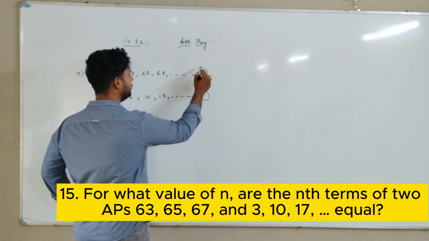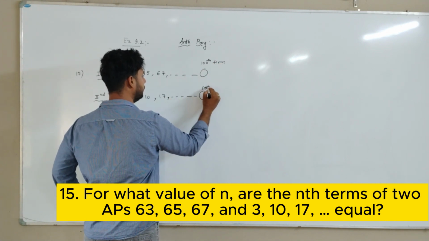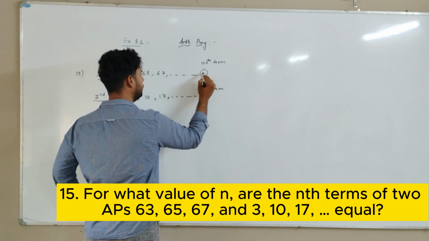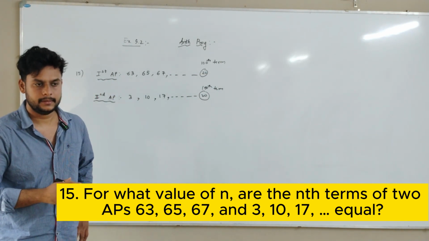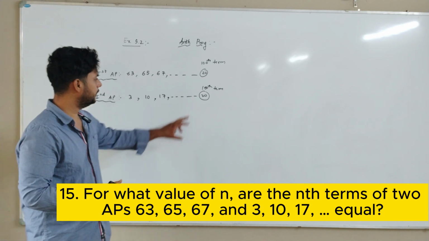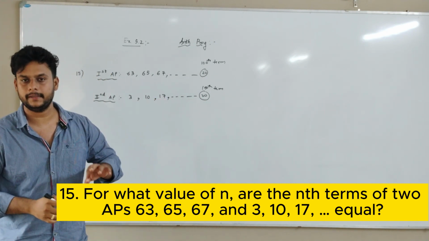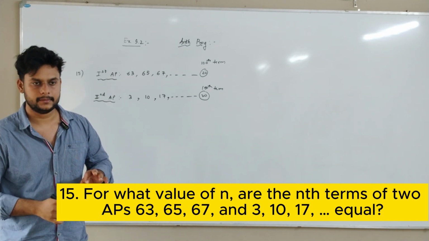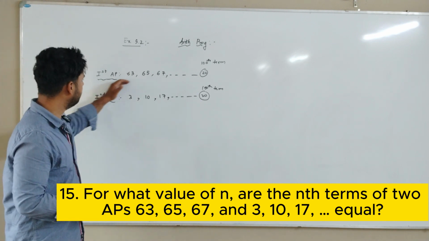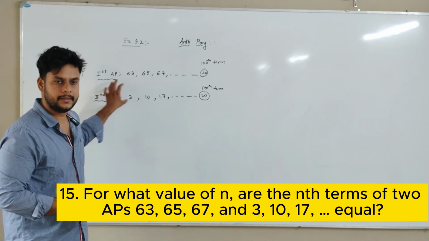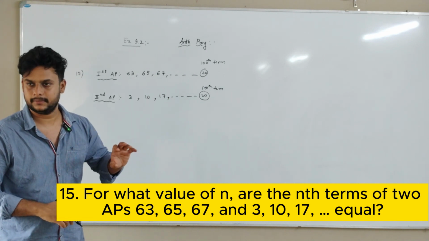Think this is the 100th term of this AP and the 100th term of this AP holds the same value. Think this is 20, they both hold the same value. So which term it is they are asking? They are not asking the value it holds, they are asking me the term. Term refers to n. I should find n. Understood? Somewhere further, both the APs have the same value. I should tell which term it is.